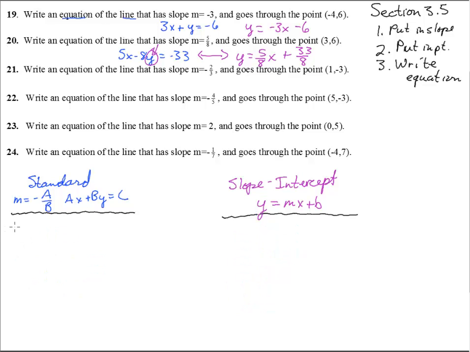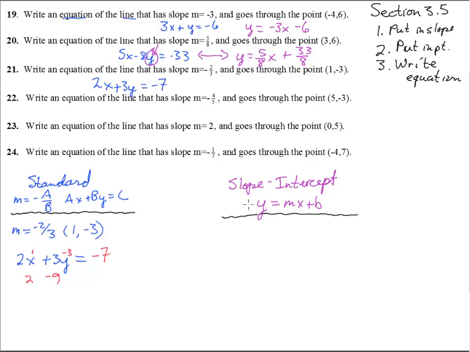Number 21, write an equation of the line that has slope -2/3 and goes through the point 1, -3. Stick this in. That's a 2x plus a 3y. Again, make sure that is the opposite sign there. Equals, and we don't know what it equals, but let's stick the 1 in there and the -3 in there, and we get 2 minus 9 is -7. Now write the equation, and we get 2x plus 3y equals -7.